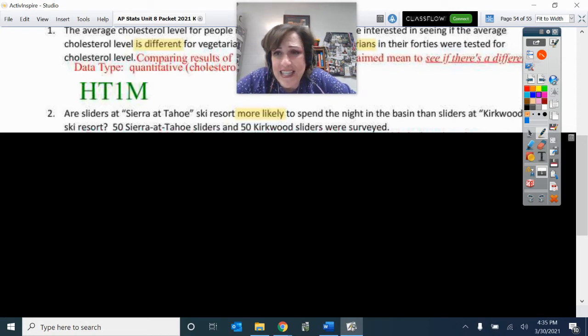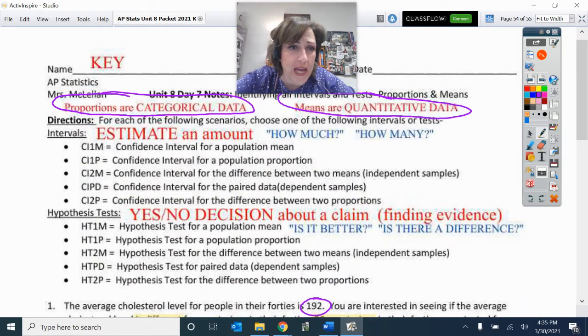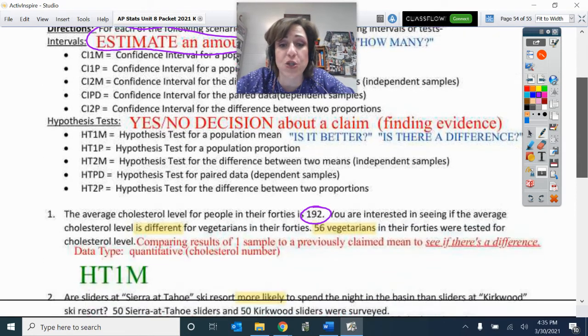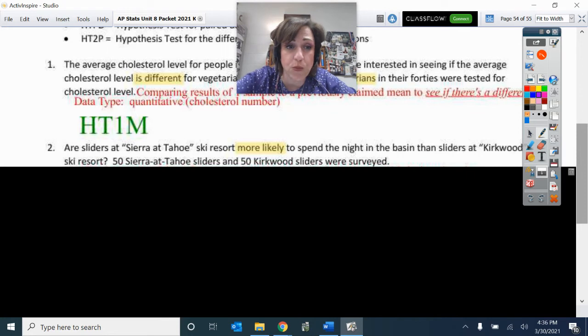Is one of them more likely than the other? So I'm thinking I'm comparing them to see how they compare to each other. It's not saying how much more likely is one to spend. It's not asking for an amount. So it's not asking to estimate an amount. How much more likely is one than the other? So I'm thinking it's not a confidence interval. I'm pretty sure I'm going to be doing a hypothesis test to see if this one is more likely than the other, if I have evidence of that. Okay, so I'm down to a hypothesis test for two samples.